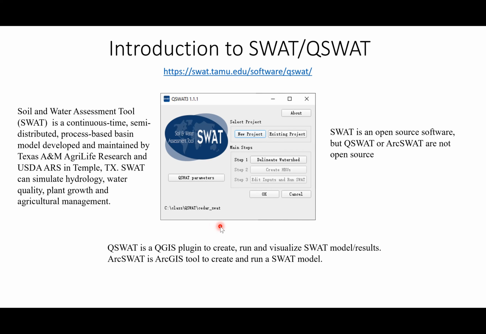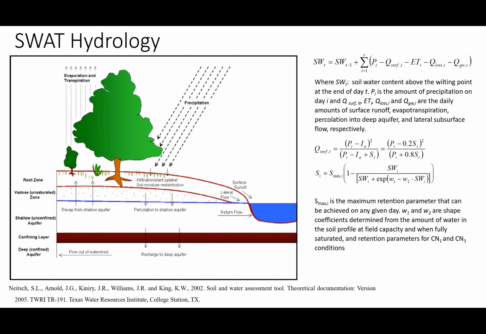So this is the QSWAT interface, and this is what we'll be focusing on in this module. This is the link from where you can get the latest and earlier versions of QSWAT. The version that we are going to use in this module is shown here, QSWAT 3 1.1.1. As mentioned earlier, SWAT is a comprehensive model. It can do hydrology, water quality, agricultural management, and much more. In this module, we'll be focusing on just the hydrology part of SWAT.